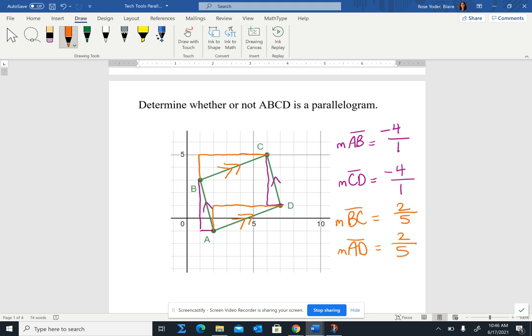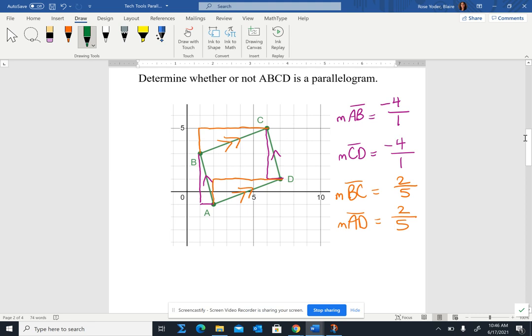All right, what I'm seeing is that we have two pairs of opposite sides that are parallel. So I'm going to say, yes, ABCD is a parallelogram because it has two pairs of opposite sides that are parallel.